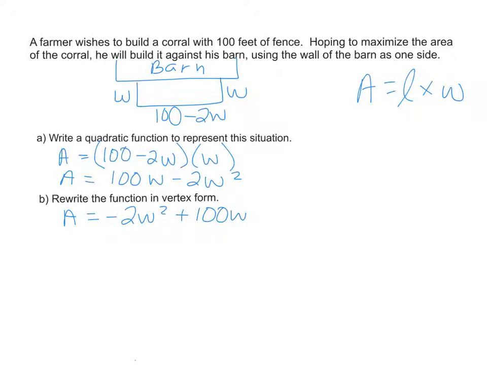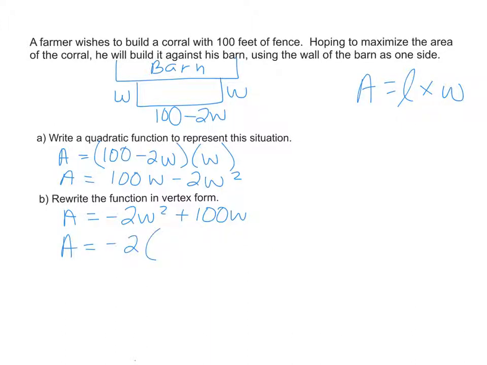And I didn't write out a definition of what W represents. I just drew it on a diagram, which is going to be good enough, as long as it's clear on the diagram what W is. You could write W equals width and 100 minus 2W equals length, if you want it to be really clear.